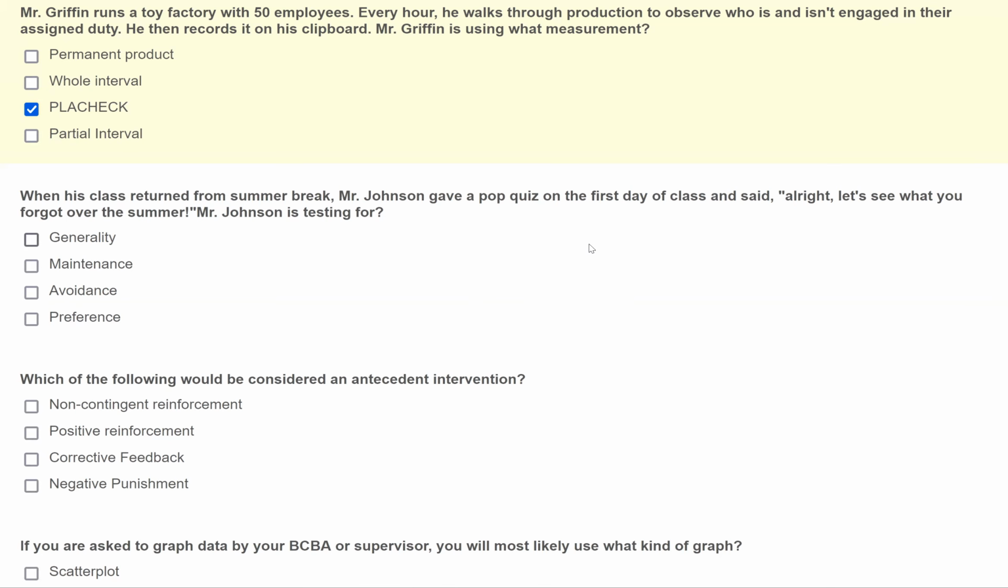So if we want to test to see if skills have persisted or skills still exist after teaching has stopped, what do we call that? Is Mr. Johnson testing for generality? Well, not necessarily, right? He wants to see what they forgot, not what they can bring over, okay? And yes, maintenance is technically part of generalization, but Mr. Johnson isn't too worried about the generalization right now. He's more worried about the maintenance. If we're looking to see what have you forgot or what skills have you stopped engaging in once teaching stops, and if they've just got back from summer break while teaching was stopped for summer, we're testing for maintenance.